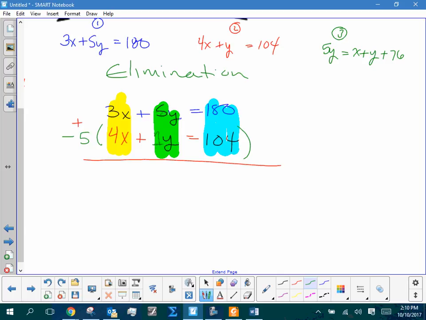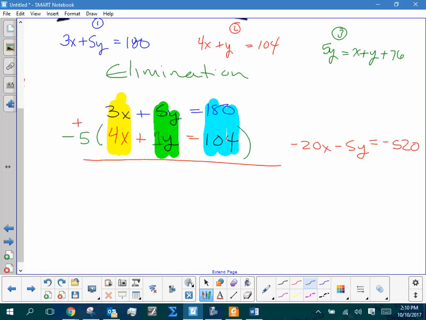Okay? And that's going to transform that red equation to negative 20x minus 5y equals, now, okay, 5 times 100 is 500, right? 5 times 4 is 20, so that's going to be what, 520? Negative 520?